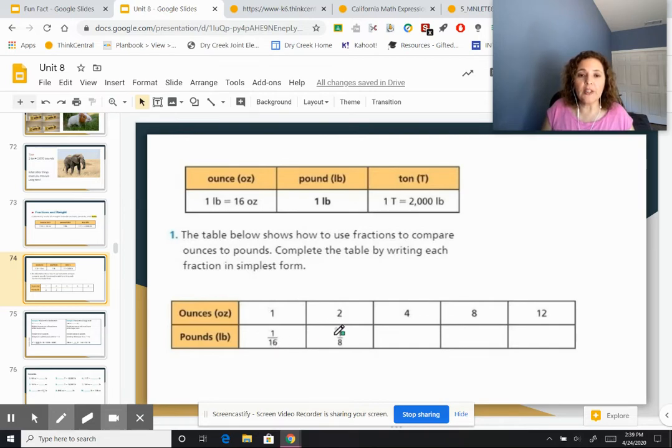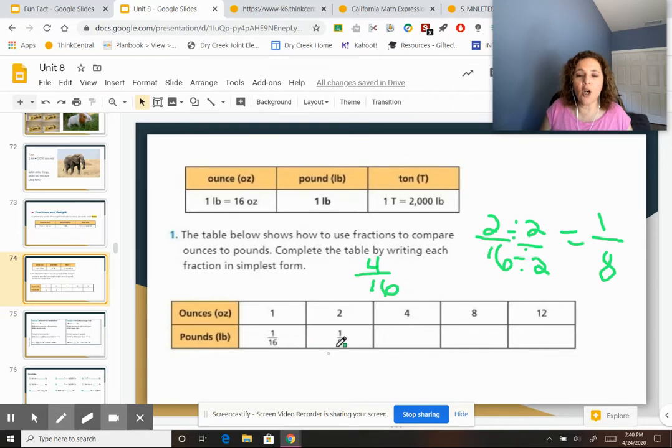So for 2, it's 1/8 because it's 2 out of 16. And I know that I can divide both by 2 because I want it in the simplest form. So I'm dividing the top and bottom by 2, and that's going to give me 1/8. Okay? So the 4 would be 4 on top, 16 on the bottom because I have 4 ounces out of 16 ounces. I know this is not my simplest form. I know these are because 1/16 is a unit fraction, 1/8 is a unit fraction. So I know that's my simplest form.